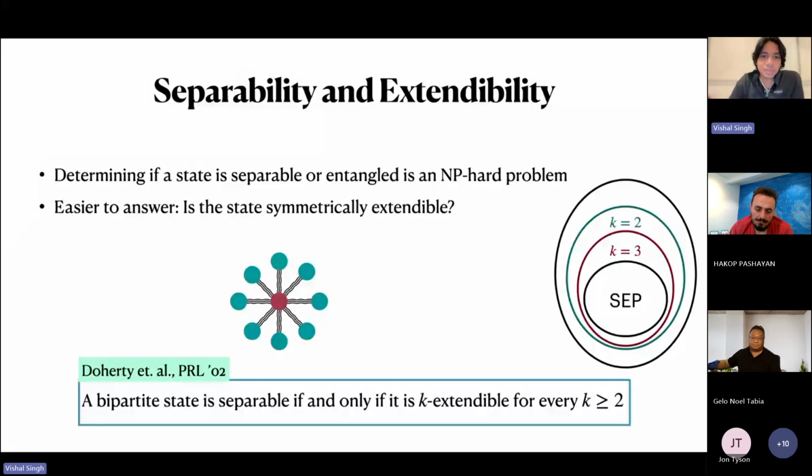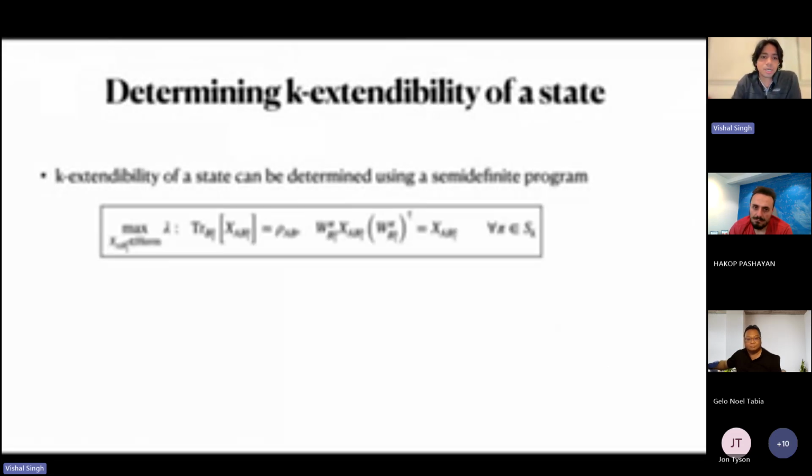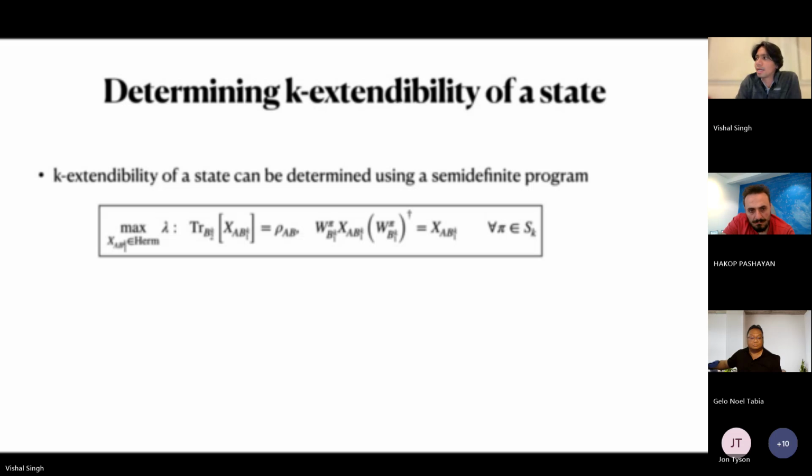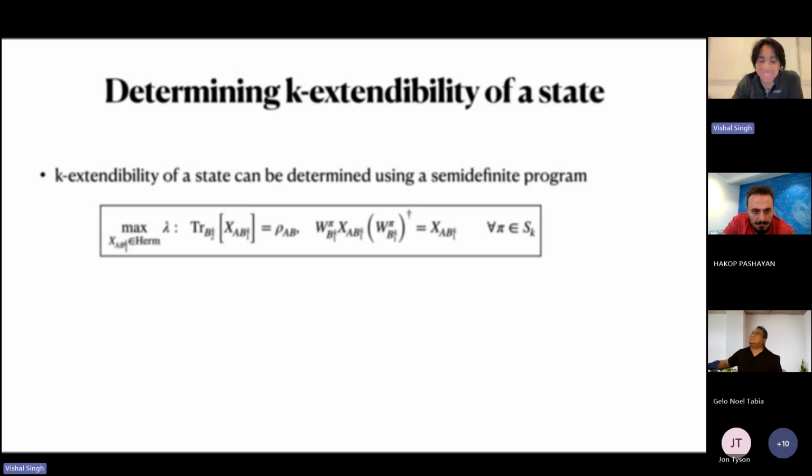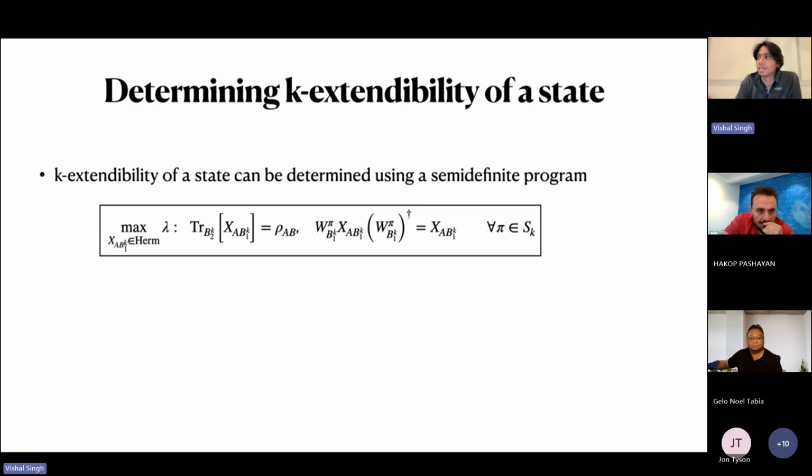Okay, so you can actually determine if a state is k-extendable or not using a semidefinite program. So this is one way to determine k-extendibility. Basically, what we know, at least I know it from a paper from 2014, is that you can always construct an extension which is Hermitian and trace one. It's just that it might not be positive semidefinite. So if you find an extension which is also positive semidefinite, then you know that the state is k-extendable.